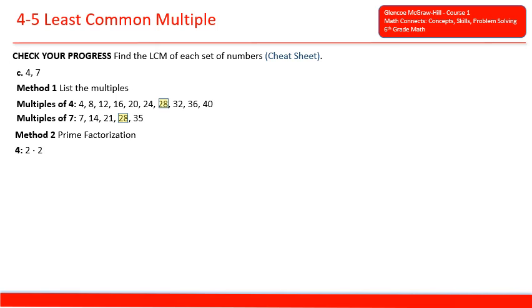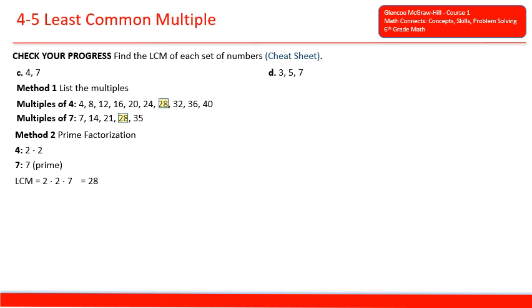Now let's use prime factorization. 4, we have 2 times 2, and 7 is prime. So the prime factorization of 7 is 7. And it's not 1 and 7 because 1 is not prime. So our LCM, if we use each one once, is 2 times 2 times 7. So our least common multiple is 28.